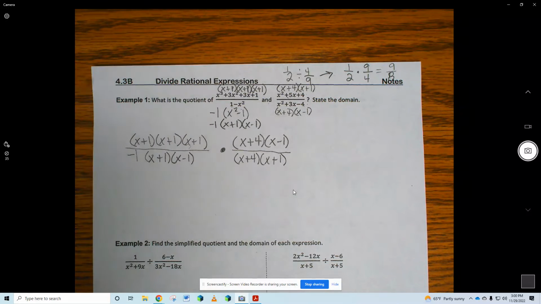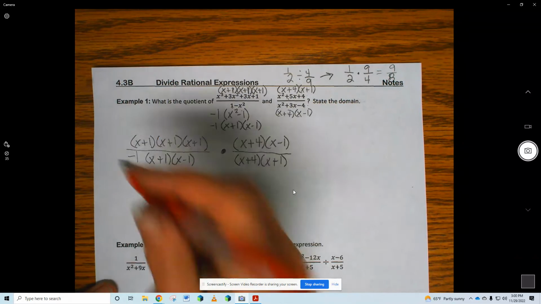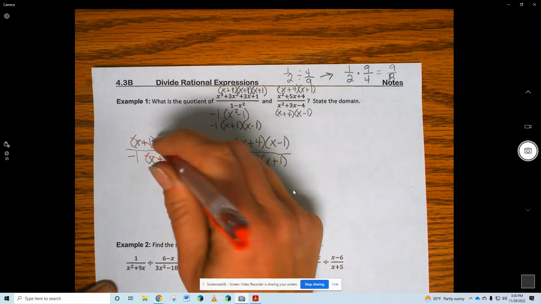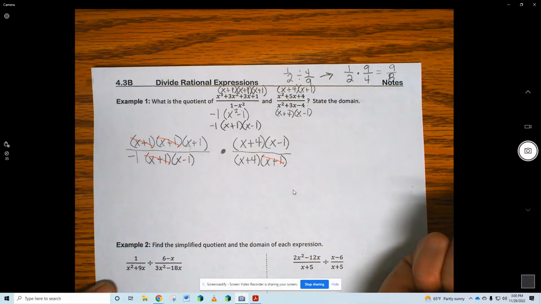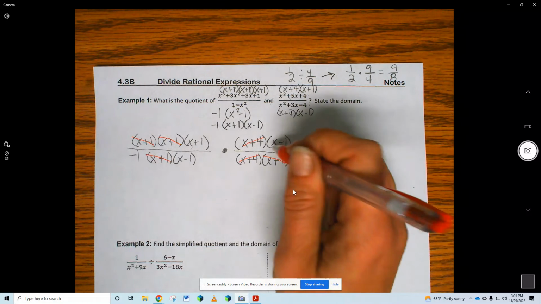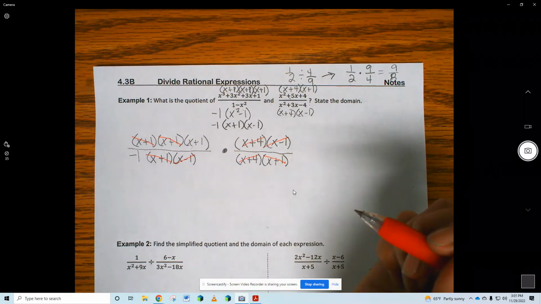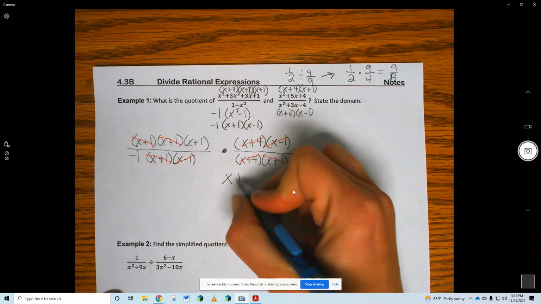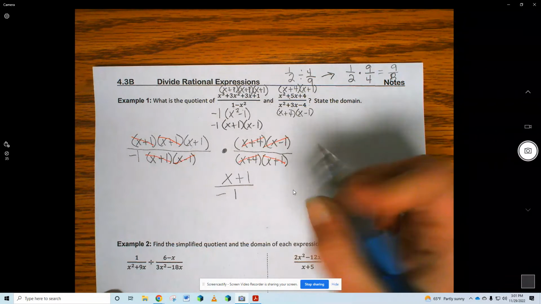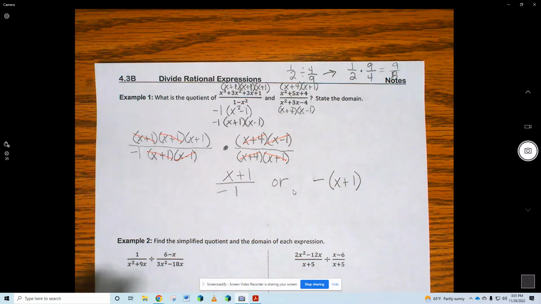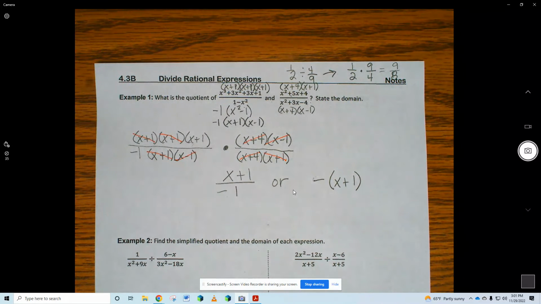Okay. Cross out all the things you can. X plus 1. Another x plus 1. X plus 4. X minus 1. Final answer. So I'm going to write it two ways. They mean the same thing. I can apply the negative sign to both.